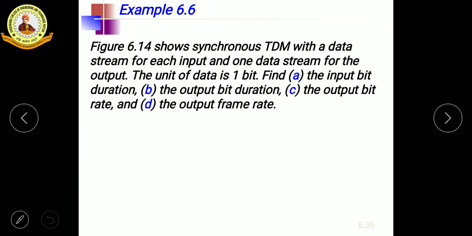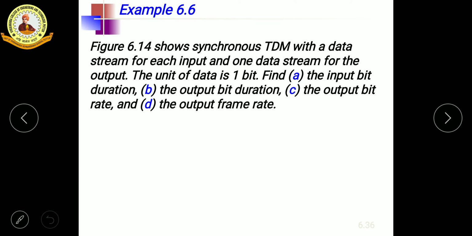So let us read out the problem. Figure 6.14 shows synchronous TDM with a data stream for each input and one data stream for the output. So 4 input sources are there and 1 output stream. The unit of data is 1 bit, so 1 unit consists of 1 bit. So a frame consists of 4 bits. That is the meaning of it. Then we have to find A, the input bit duration, the output bit duration, the output bit rate, and the output frame rate.